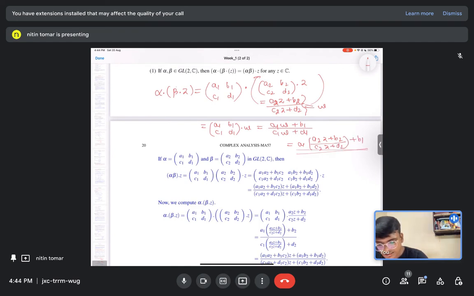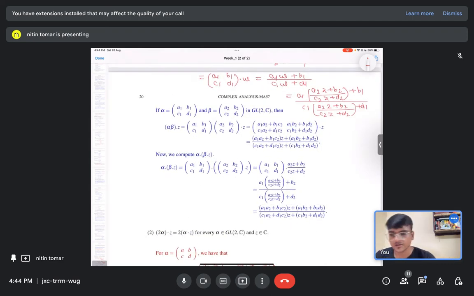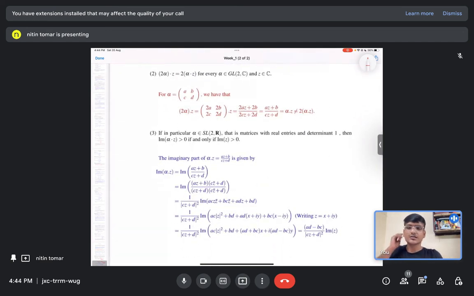So it is like composition, right? It is exactly the composition, isn't it? And then C2Z plus D2 plus D1. And you solve this and you will find that these two entities are equal. Okay. Any doubt? All this is computational.